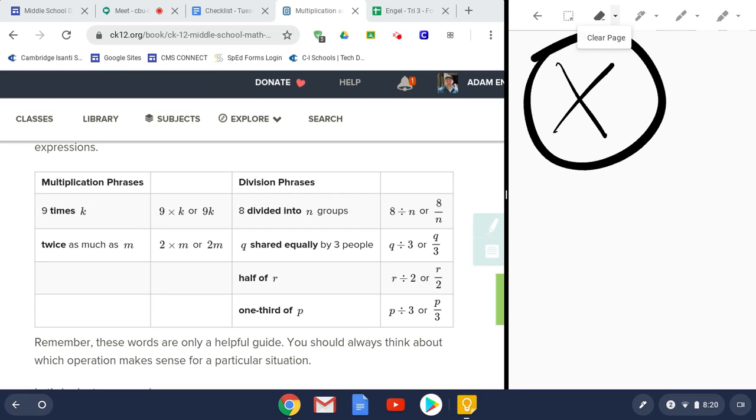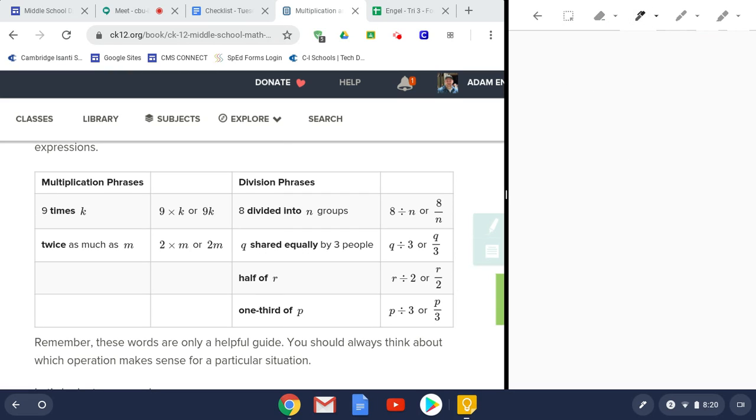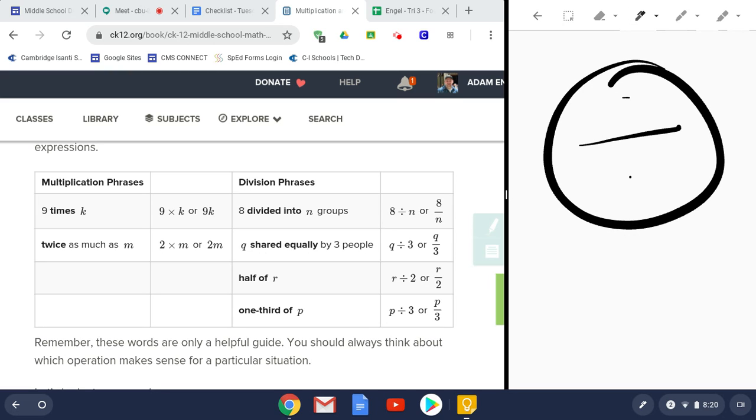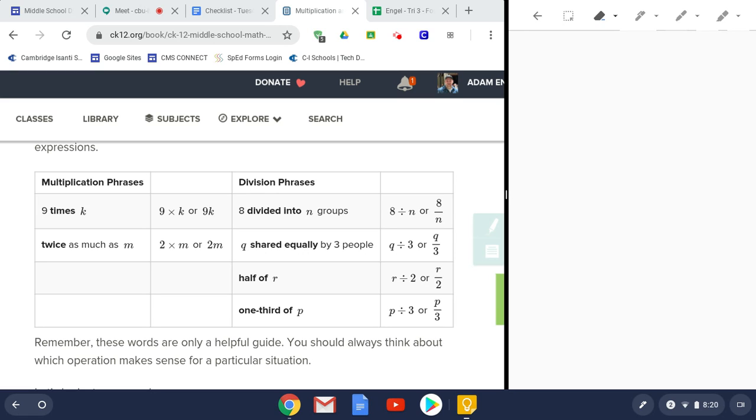So let's focus on division. So we have division here, my friends. 8 divided into n groups, that represents division. We know that. Q shared equally by 3 people. That's division, right? If myself, Javier, and Tristan are all sharing a pizza, we're dividing it equally. We're dividing one whole into 3 different parts, right? Half of R, or a quarter of R, we say, hey, that's going to be ready in a quarter of an hour. We know that we need to split our hour up into 4 equal parts. Makes 15 minutes. We're dividing there, guys.